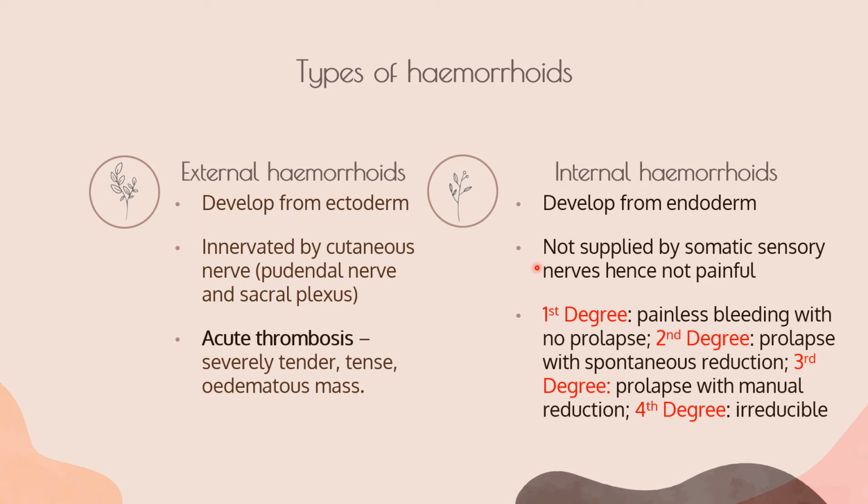In first degree hemorrhoids, you get painless bleeding with no prolapse. In second degree, you get bleeding associated with prolapse and spontaneous reduction. Third degree, bleeding with associated prolapse which requires manual reduction. And the fourth degree, chronically prolapsed and irreducible.